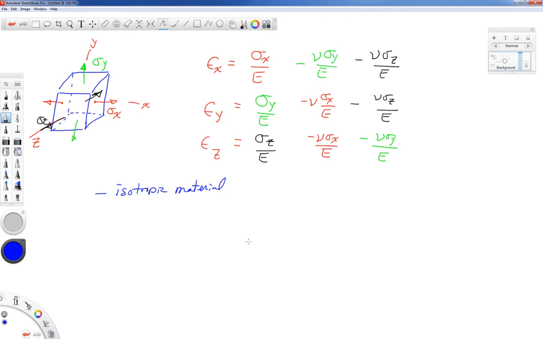Things like carbon fiber composites, heavily processed metals that are elongated in their grains with texture, those things can be fairly anisotropic. The assumption that we're going to make in our class now is that the materials that we're going to deal with at this point are isotropic materials.